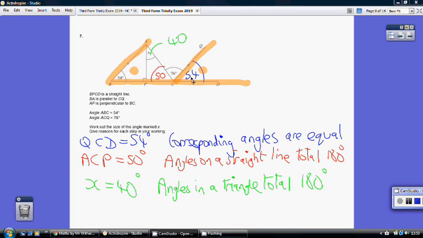Now once I'd done that, I could work out that this angle here, angle ACP, was 50 degrees because angles on a straight line add up to 180 degrees. And then once I had that being 50, X had to be 40 because angles in a triangle total 180 degrees. So you must give 3 different reasons for each of the 3 steps that you did to work out that X equals 40.